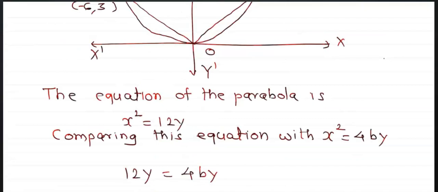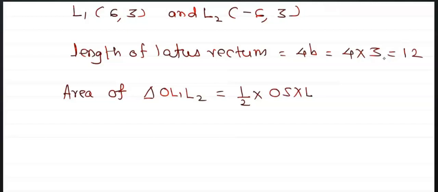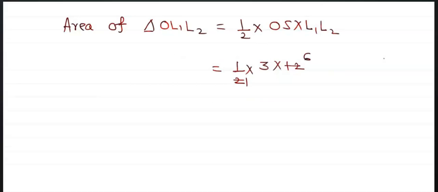Area of triangle OL1L2 is 1 upon 2 OS into L1L2, 1 upon 2 into 3 into 12, and that is equals to 18 square unit.